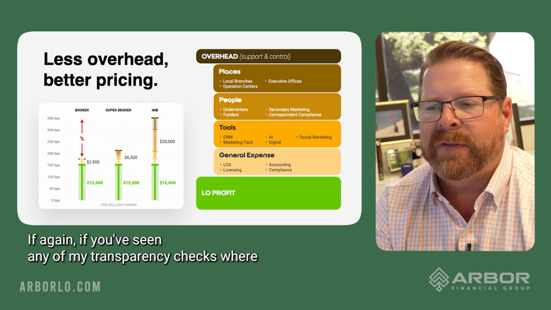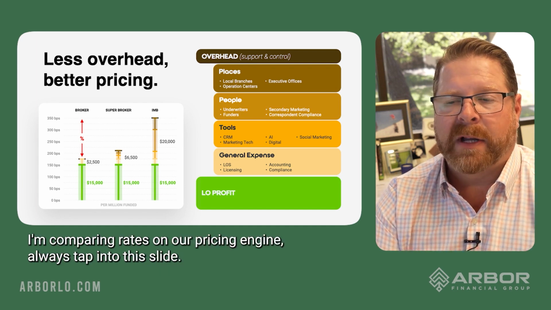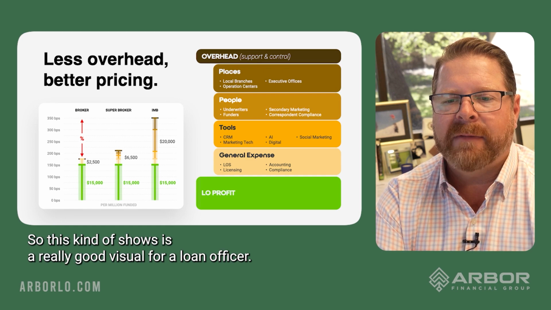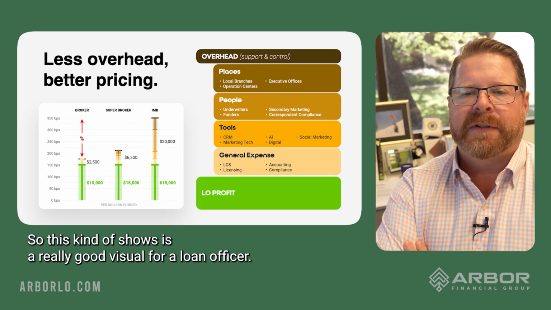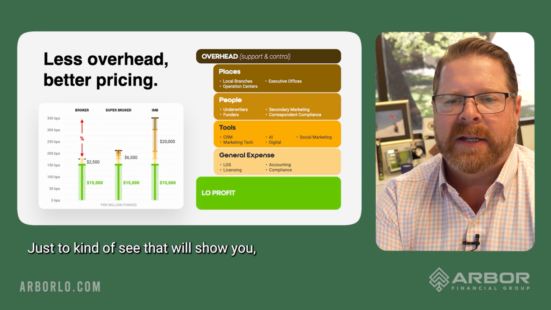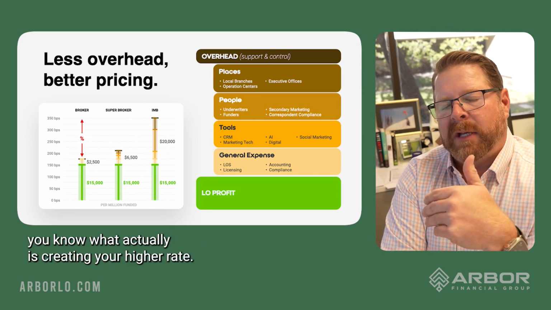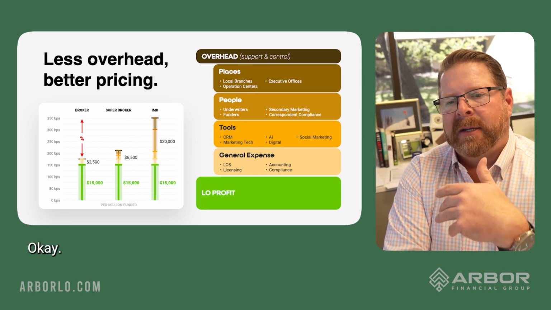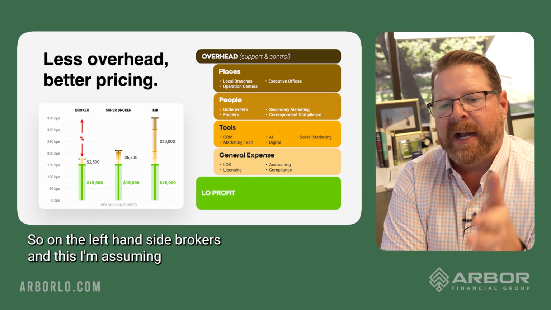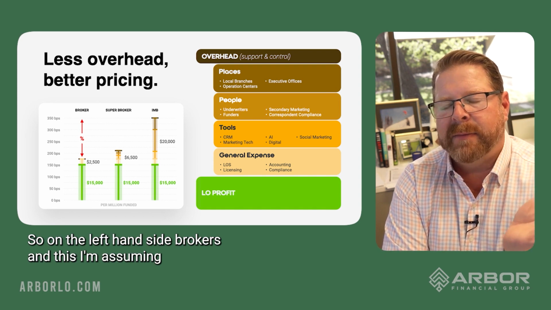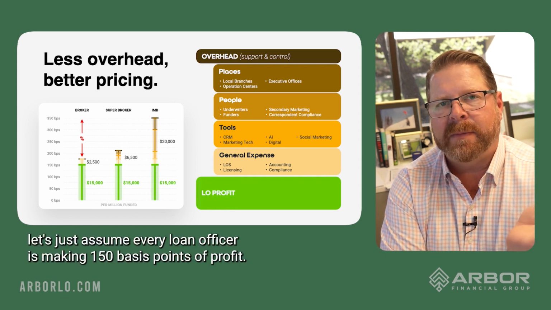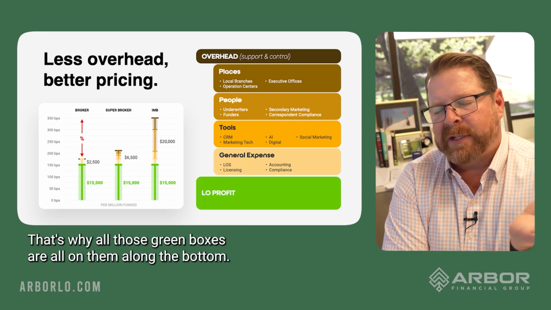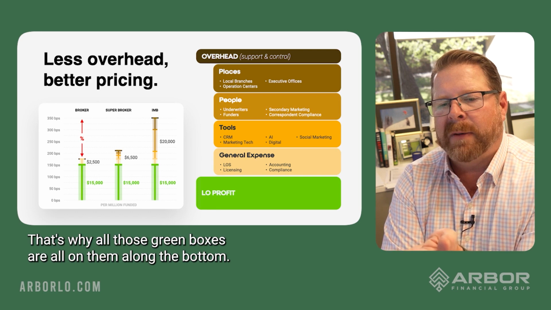If you've seen any of my transparency checks where I'm comparing rates on our pricing engine, I'll always tap into this slide. This is a really good visual for loan officers to see what actually is creating your higher rate. On the left-hand side, brokers, let's just assume every loan officer is making 150 basis points of profit. Your comp plan's 150 bips. That's why all those green boxes are along the bottom.